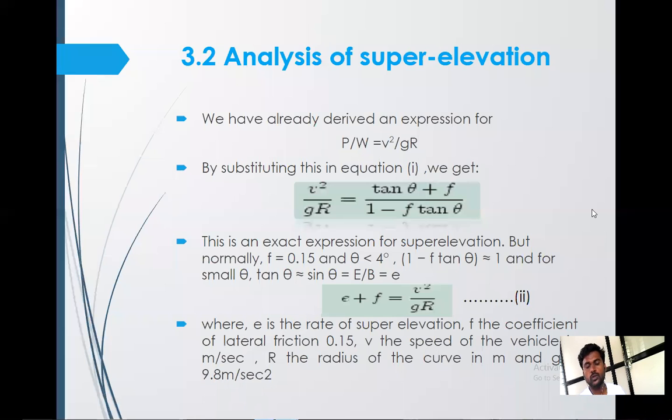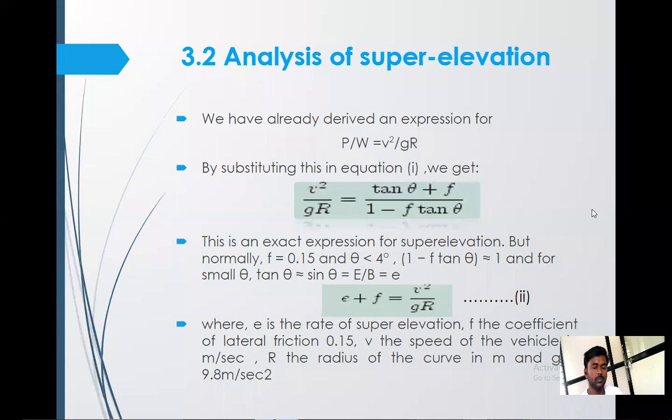We will move forward. Keep in mind, this is a very important formula for calculating the super elevation when the frictional factor f, velocity V, radius of the curve R, and gravitational acceleration g are given. Then we can easily find e, that is the super elevation. So this is a very important formula: e + f = V²/gR.